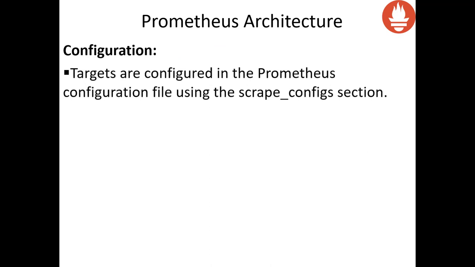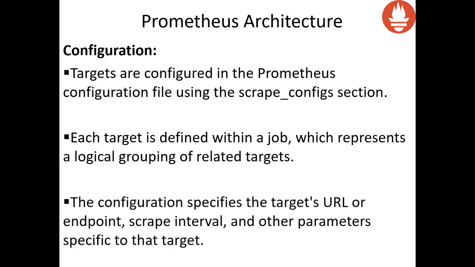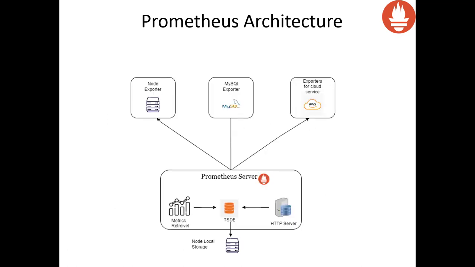Now, the configuration. Targets are configured in the Prometheus configuration file using the scrape configuration section. Each target is defined within a job, which represents a logical grouping of related targets. This configuration specifies the target's URL or endpoint, scrape interval, and other parameters specific to that target.